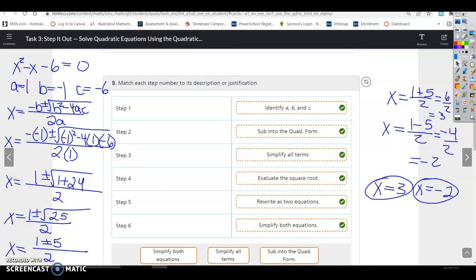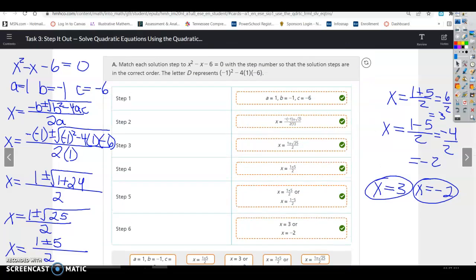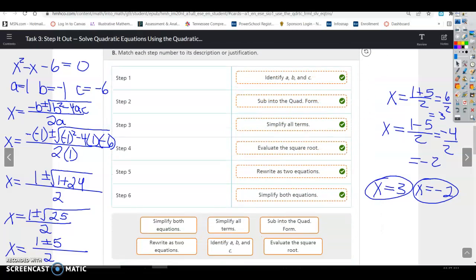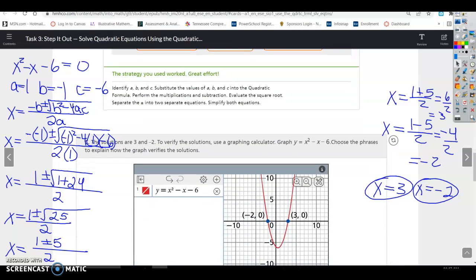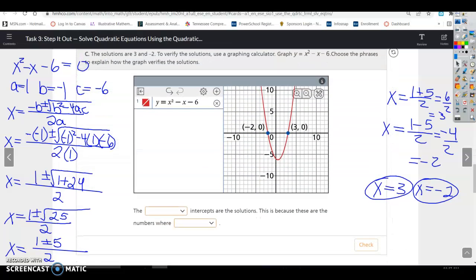All right, so what we did was solve the quadratic formula here and go through the steps. And then in part B, all we did was justify each step. Okay, so justify each step. All right, the solutions are 3 and -2. To verify the solutions, use a graphing calculator, y equals x squared minus x minus 6, and choose the phrases to explain how the graph verifies the solution.